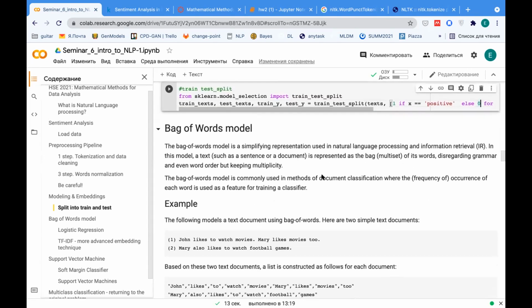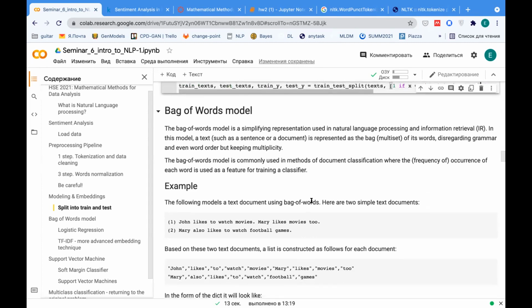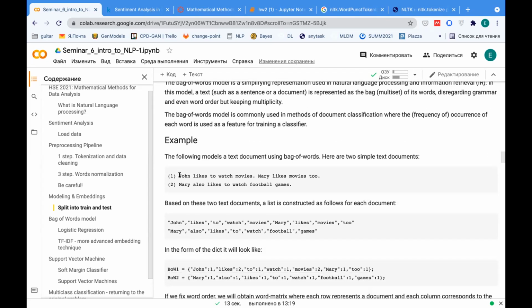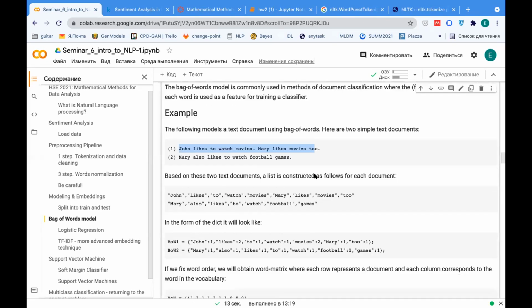And if we use the bag of words model, we try to encode our words as the number of occurrences of the words in the text. So, for example, if we have a sentence like this, after splitting it into words, we can see that some words can be seen more frequently in the text.